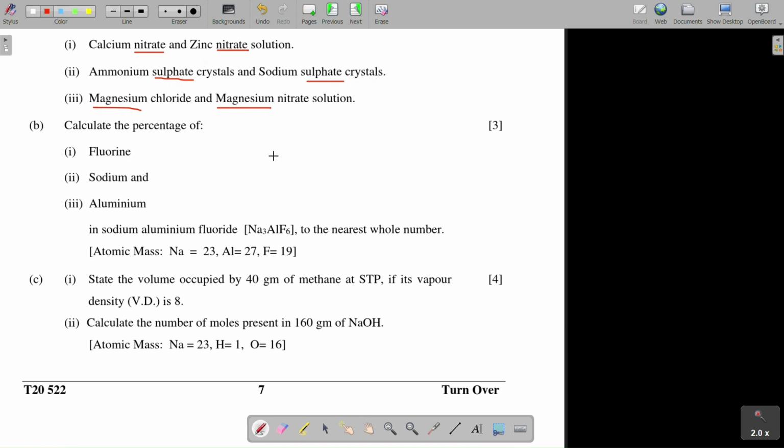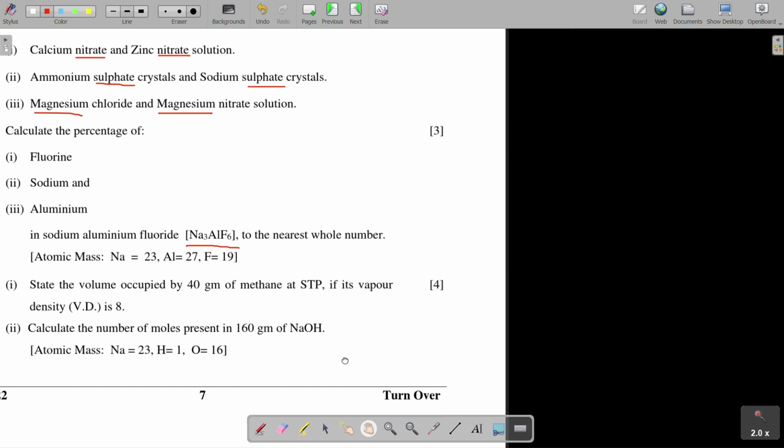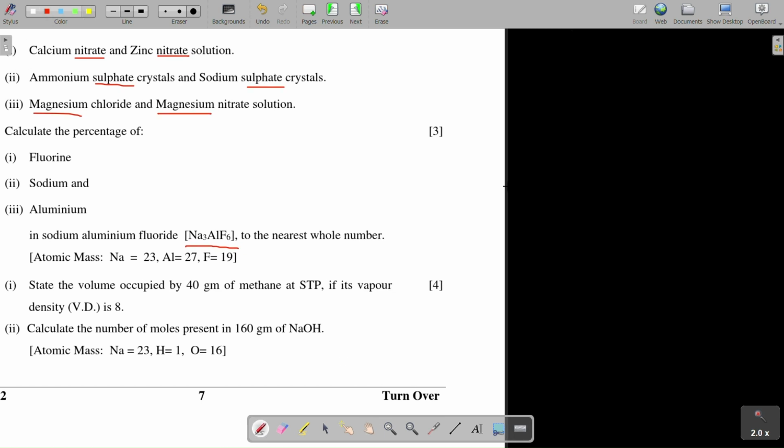Question 6: calculate the percentage of fluorine, sodium and aluminium in sodium aluminium fluoride, Na3AlF6, to the nearest whole number. They will always give you the atomic masses of the required elements: sodium 23, aluminium 27, F 19. I think you know how to do this percentage composition.